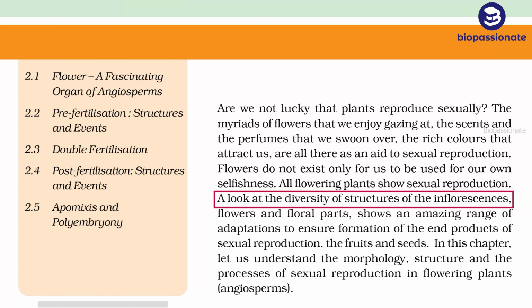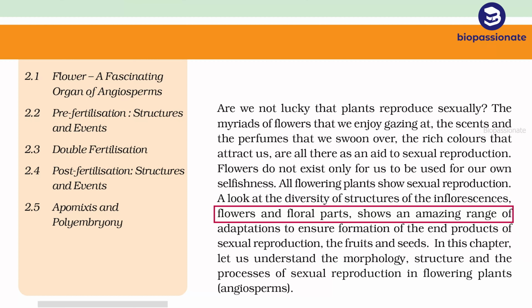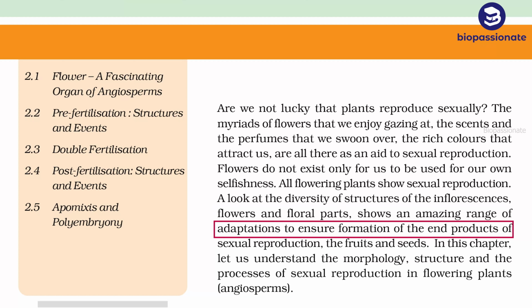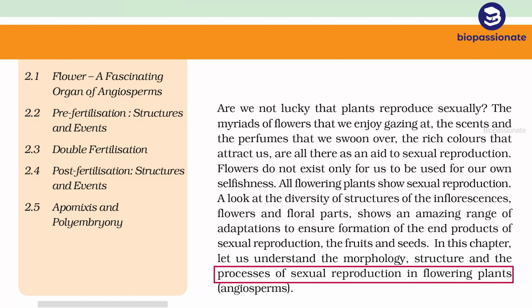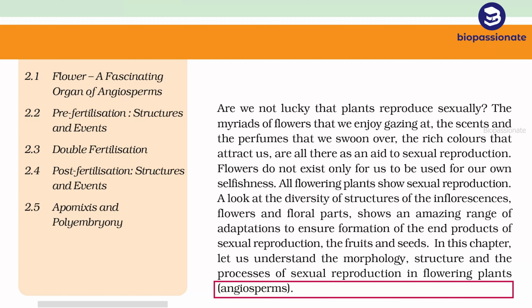A look at the diversity of structures of the inflorescences, flowers, and floral parts shows an amazing range of adaptations to ensure formation of the end products of sexual reproduction, the fruits and seeds. In this chapter, let us understand the morphology, structure, and the processes of sexual reproduction in flowering plants, angiosperms.